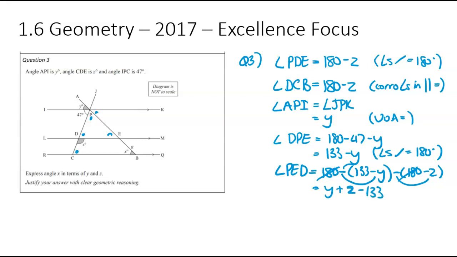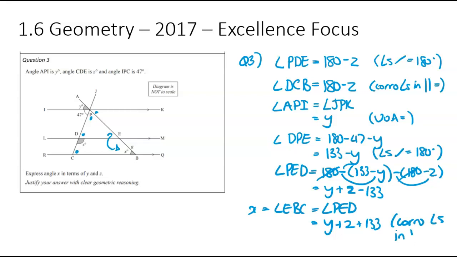And the final step is I'm now going to go down because it's corresponding. So X is equal to angle EBC, which is equal to angle PED, which is equal to Y plus Z plus 133. And that's because corresponding angles in parallel lines are equal.